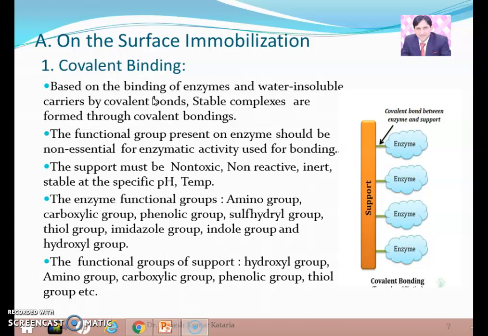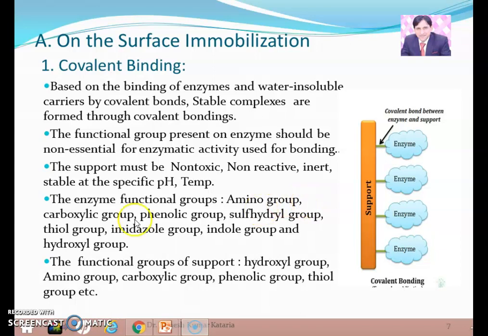This covalent binding needs some essential functional groups to be present on enzyme, which are not required for enzymatic activity. So we can say the inactive group of enzyme shall be there to bind with the support, so that the activity of enzyme is not affected. The support to be used must be non-toxic, non-reactive, inert and stable at the specific pH and temperature required for the activities of enzyme.